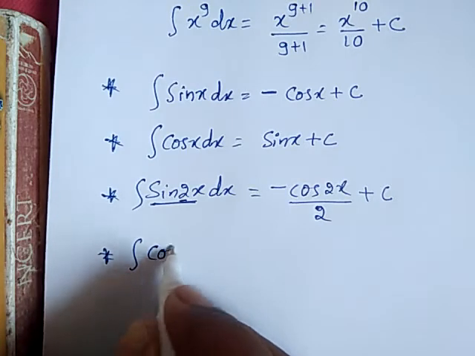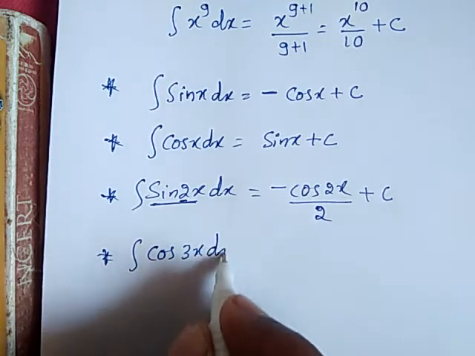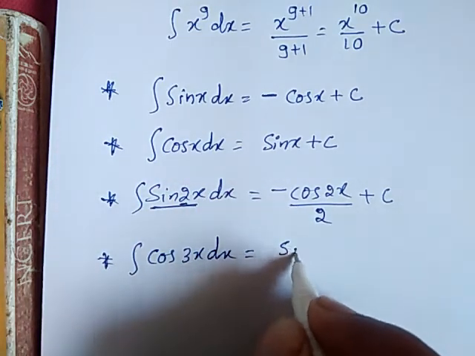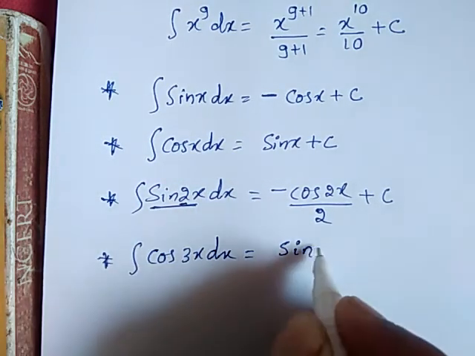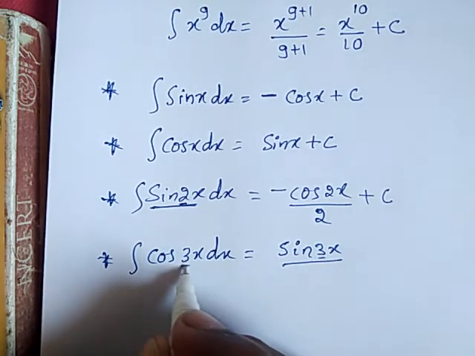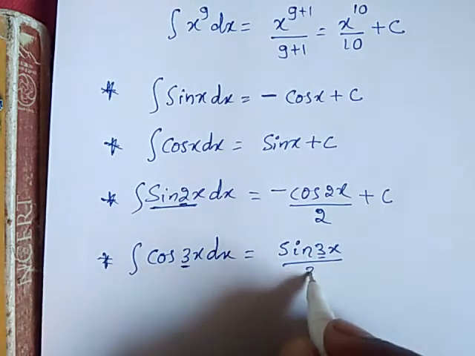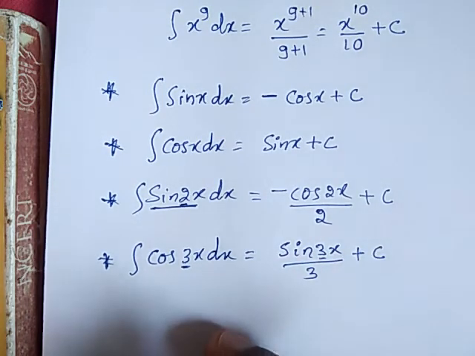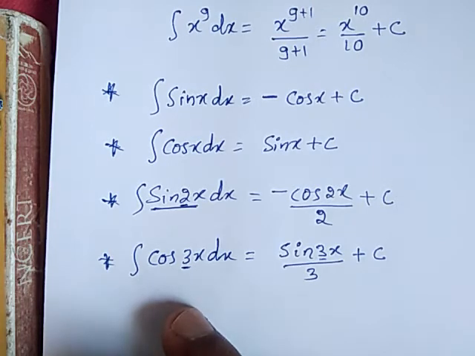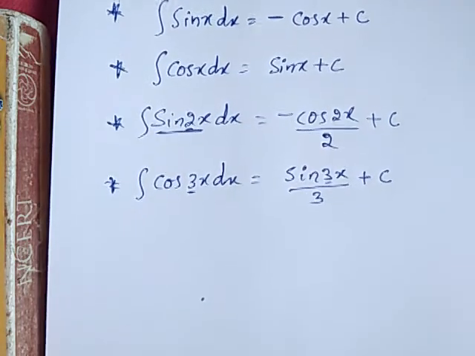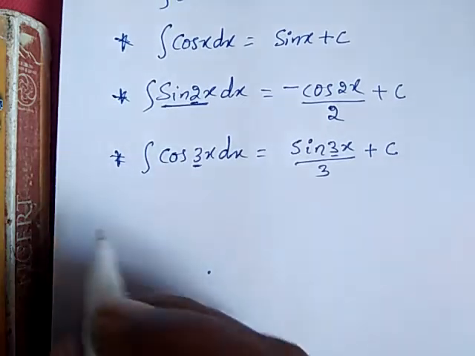Similarly, for cos 3x, the integration of cos x is sin x, and instead of x here it is 3x, so write sin 3x divided by whatever number is there with x, you write 3 here, plus integration constant c. So simple. Please remember this so that you will get the idea. Let us move to the exercise questions directly.